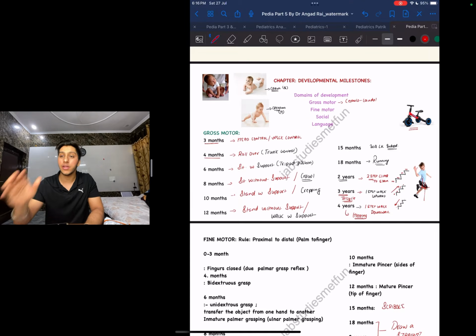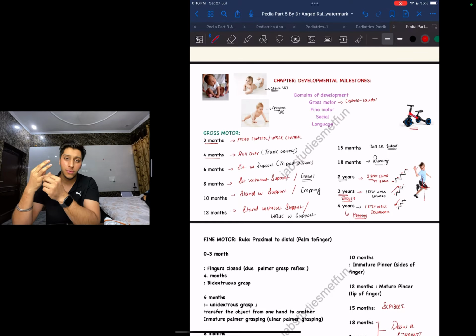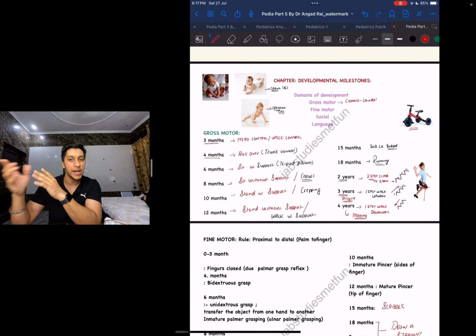In the milestones, you need to remember 4 main domains, guys. One is gross, one is fine, one is language, and another one is social. So gross, fine motor, language and social. These are the 4 main domains you need to know. Now in this, you need to remember at what month what milestone occurs. If a milestone does not occur even after 1 month beyond the time period given, then that will be considered as delayed.